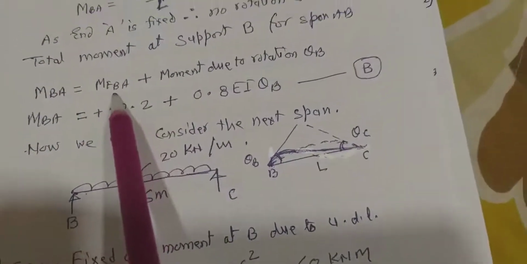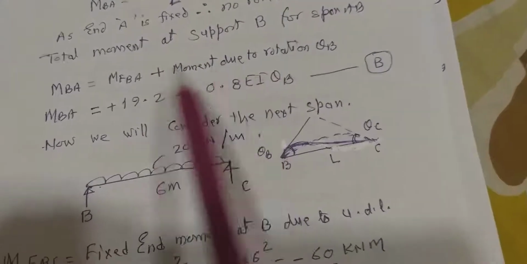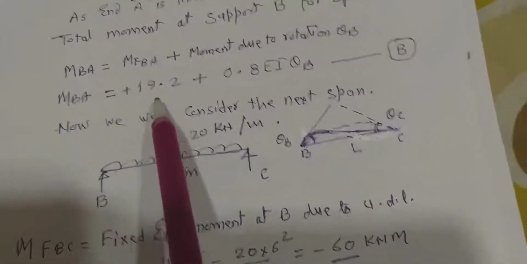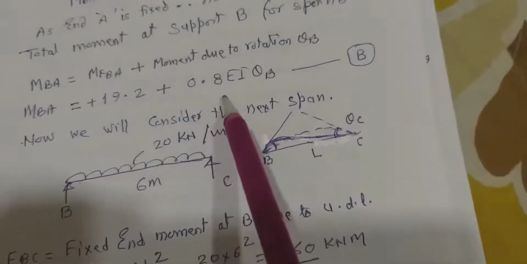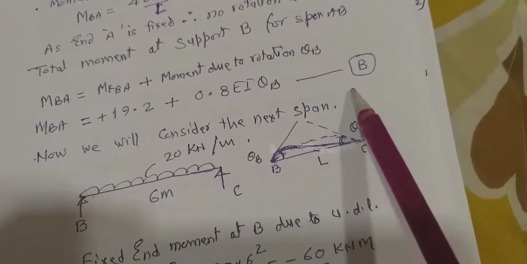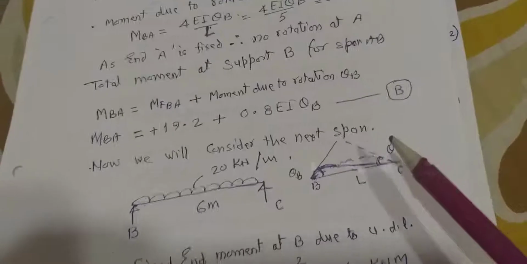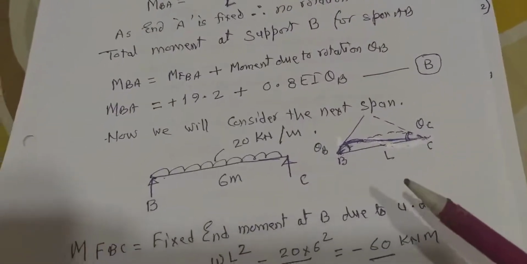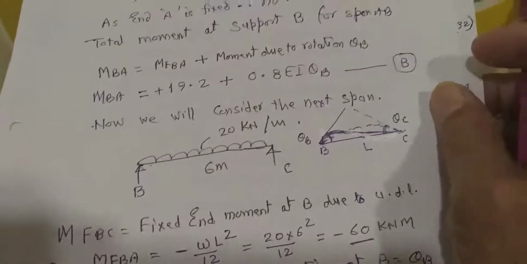Because of the fixed moments and because of the rotation at B, now it will be plus 19.2 plus 0.8 EI theta B. This will be equation denoted by capital B. Now, after considering one span, we'll go for the next span, that is BC.